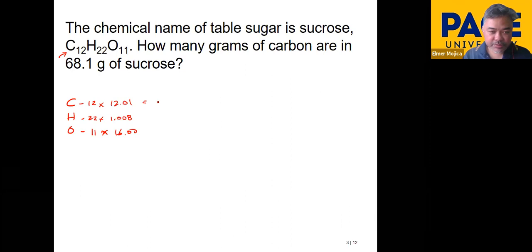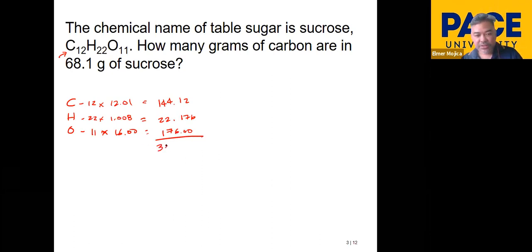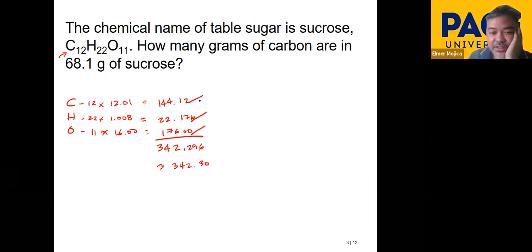So 12 times 12.01, that's 144.12. 22 times 1.008, so that's 22.176. And then 11 times 16, so that is 176. So if you look at this, you have 342.296, or you can round it up to 342.30. And then what you do, you divide everything by this number, and you multiply all of them by 100.